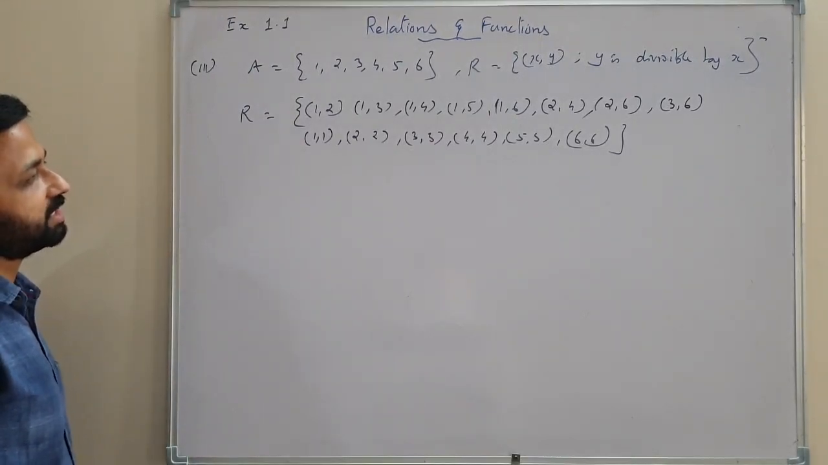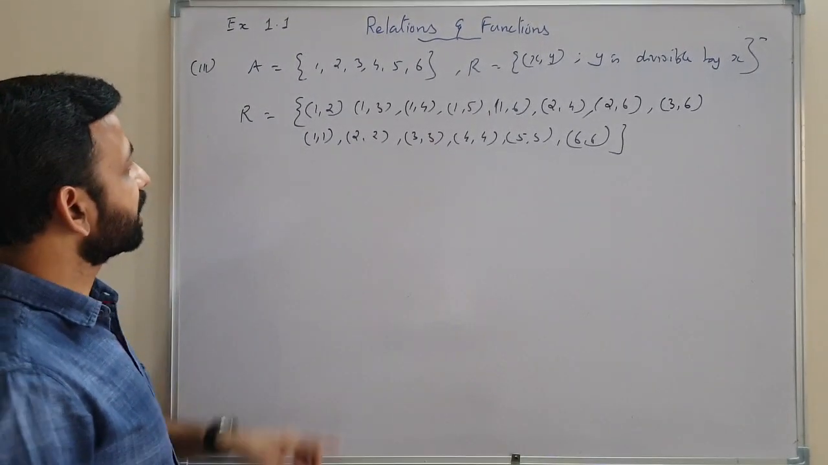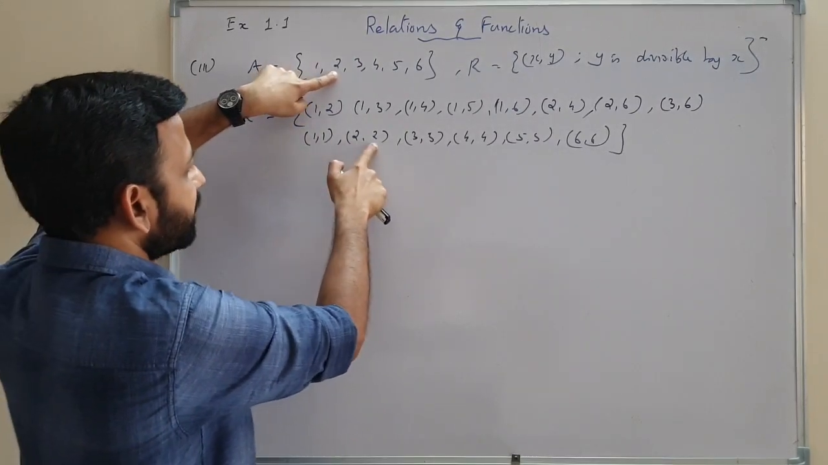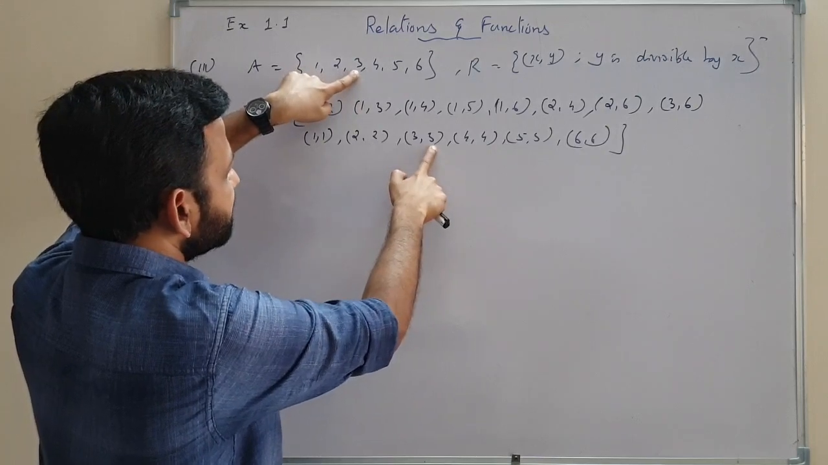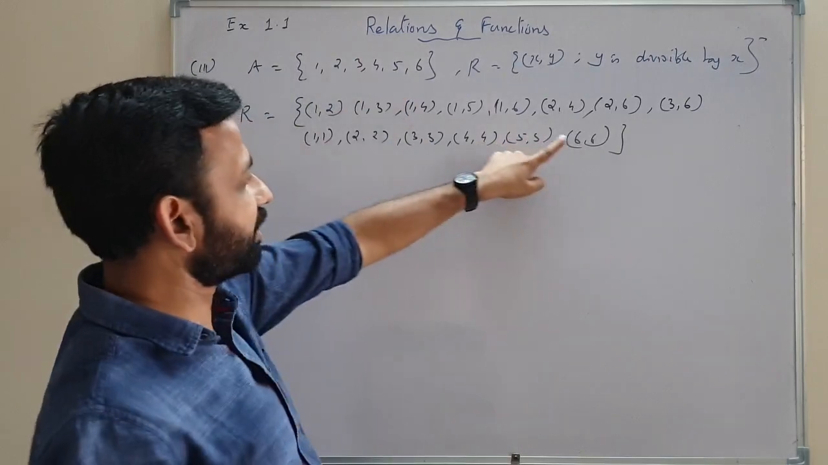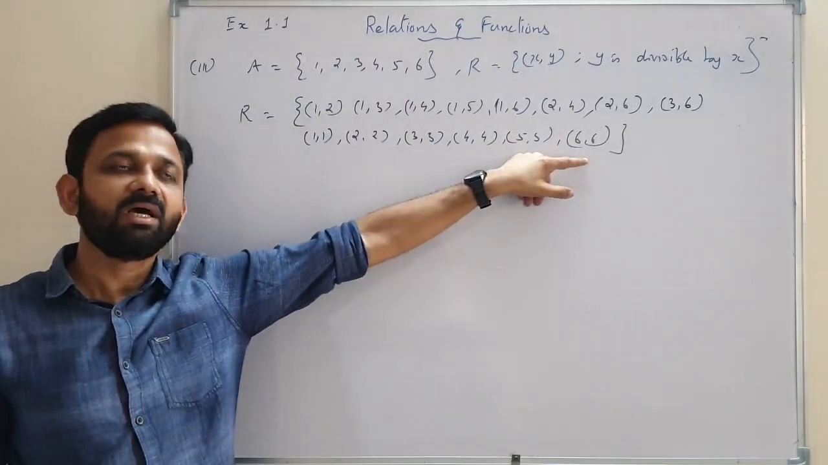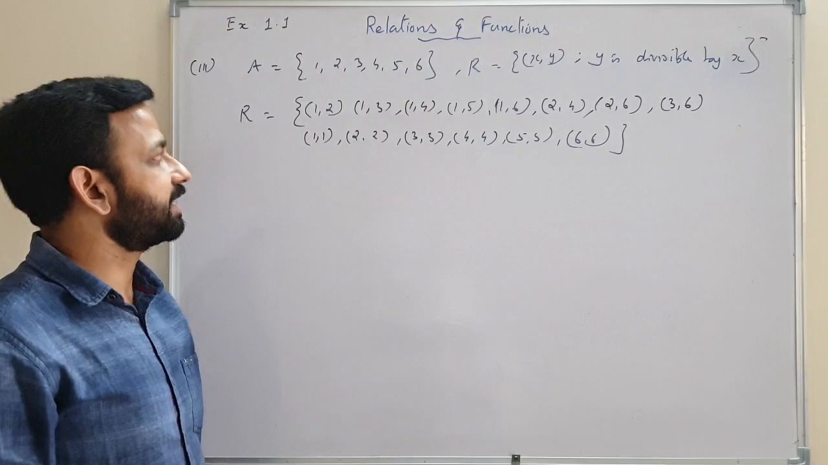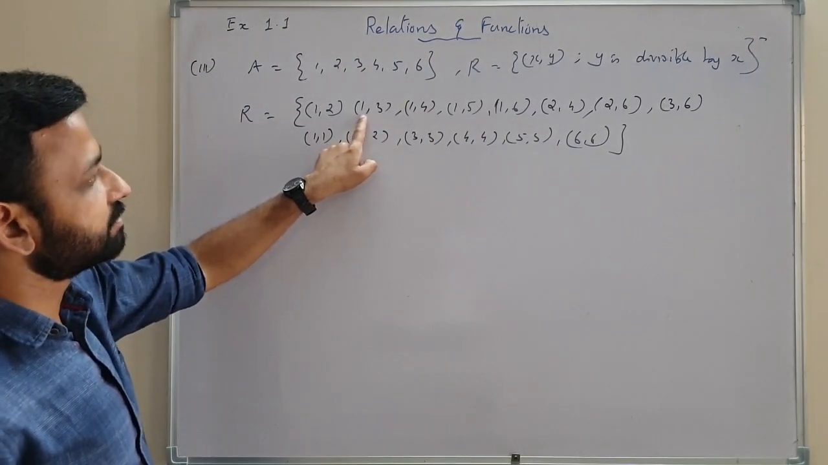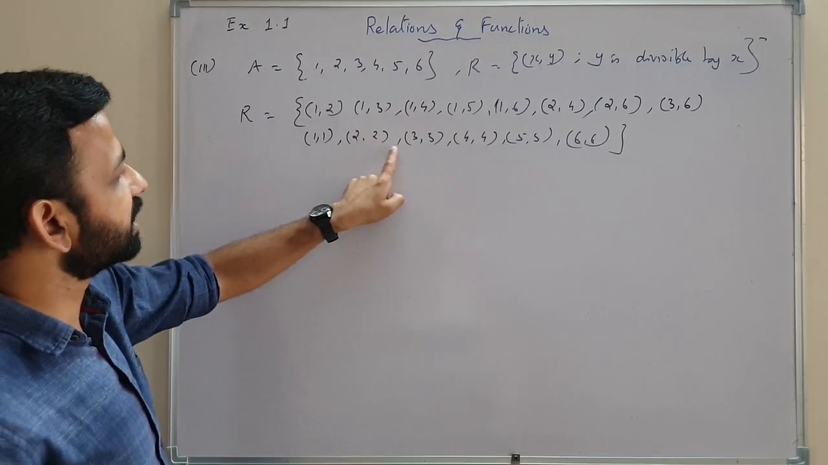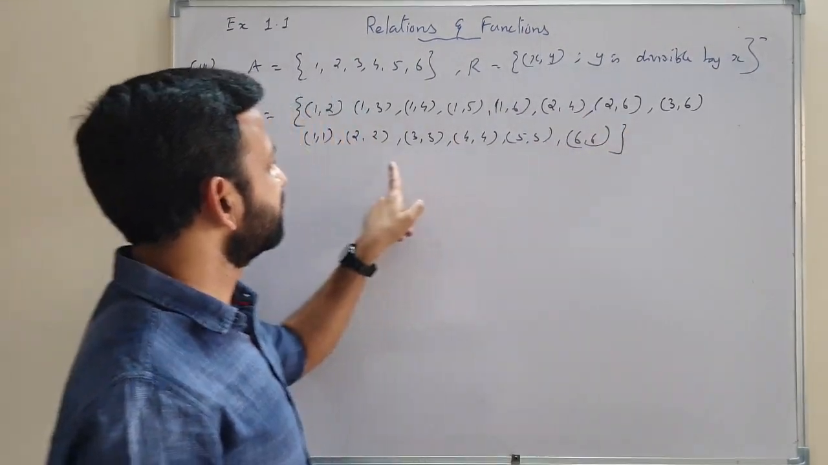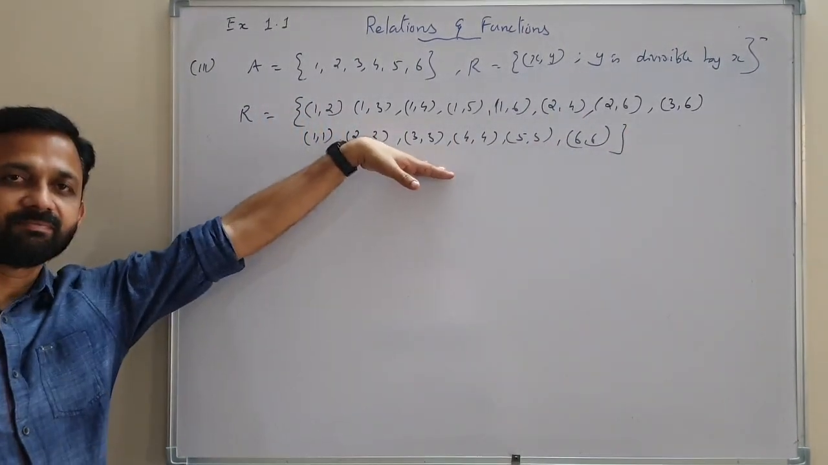Now we have to check whether it is reflexive or not. Here 1 is an element of A, and (1, 1) belongs to R. For 2, ordered pair (2, 2) is an element. For 3, (3, 3). For 4, (4, 4). For 5, (5, 5). For 6, (6, 6). So this is reflexive. Then symmetric. (1, 3) is an element of R, but we don't have (3, 1). So this is not symmetric.